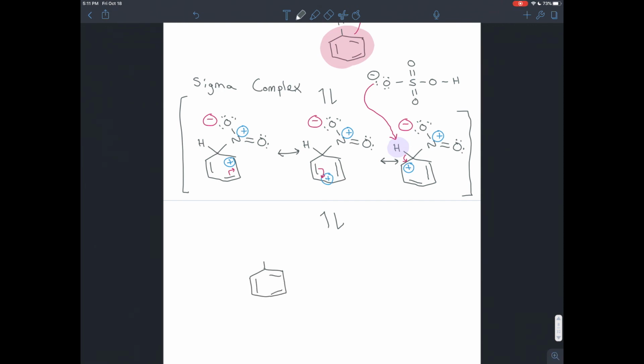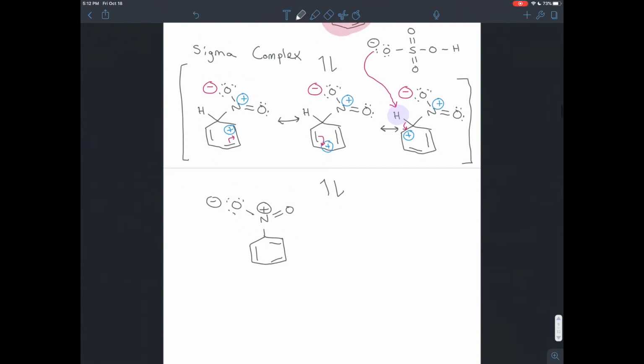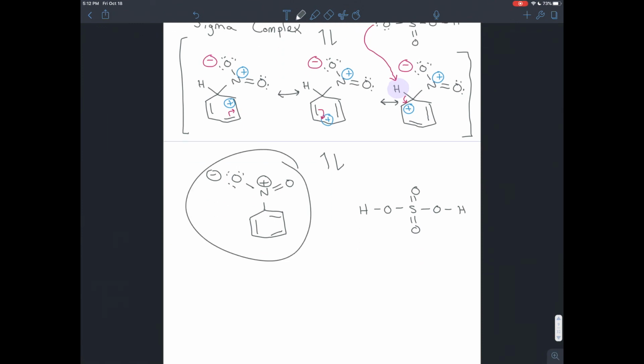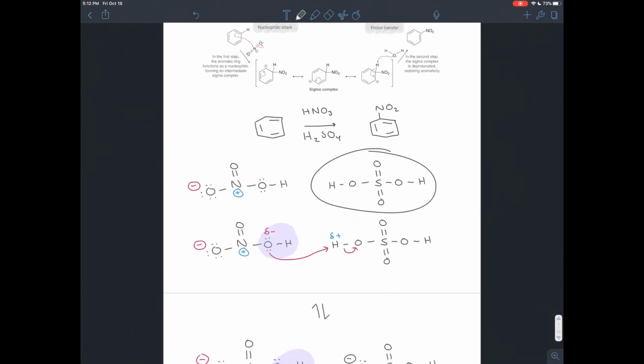aromatic, with the nitro group on it. Notice this all adds up to a charge of 0, even though those two atoms have formal charges on them. You end up with that, and you end up with sulfuric acid. So sometimes this structure on the left, nitrobenzene, is just written as NO2. Those are the same.